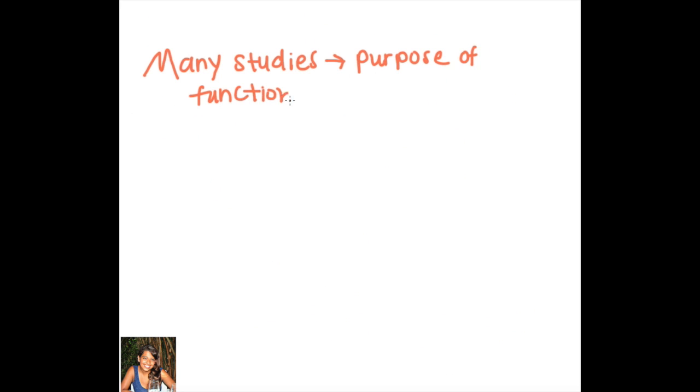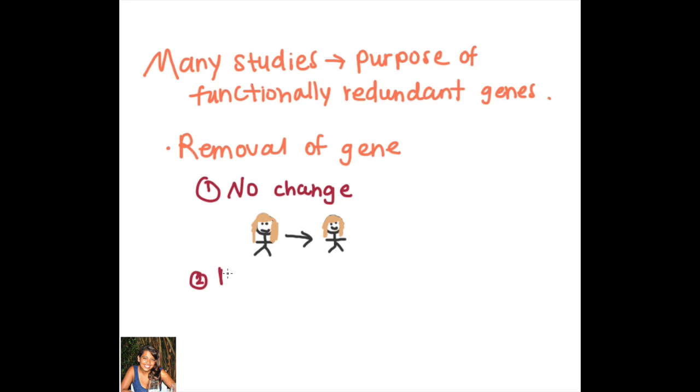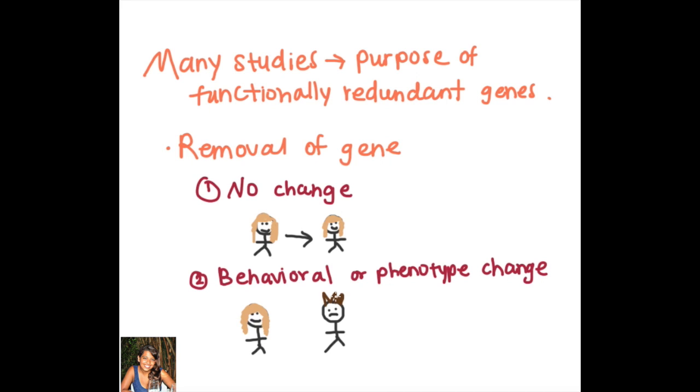There have been a number of studies conducted in order to determine the purpose of functionally redundant genes. Some researchers believe that the removal of one of the genes would not lead to a change in the organism. On the other hand, however, there have been studies that suggest that each of the redundant genes is completely necessary for the function of the organism. Removing one gene would create a behavioral or phenotypic change in the organism.